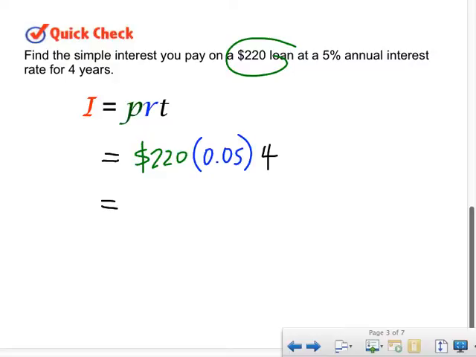Chin, what do you got? Is that what you guys got? Yeah. Did somebody get something different? $44.